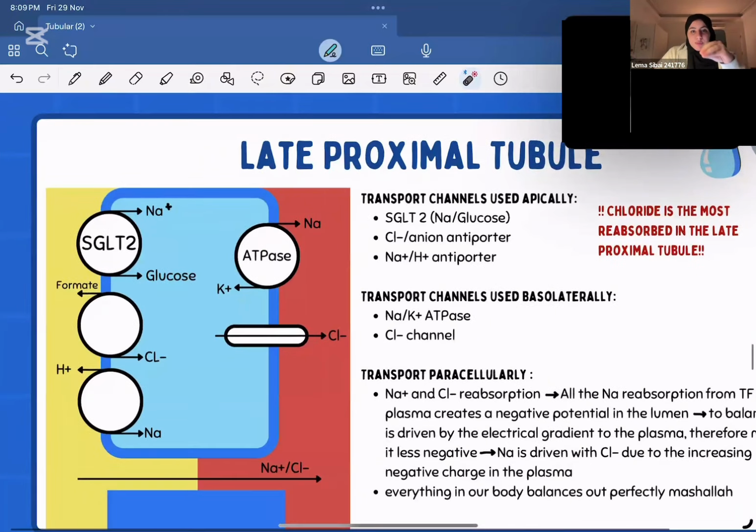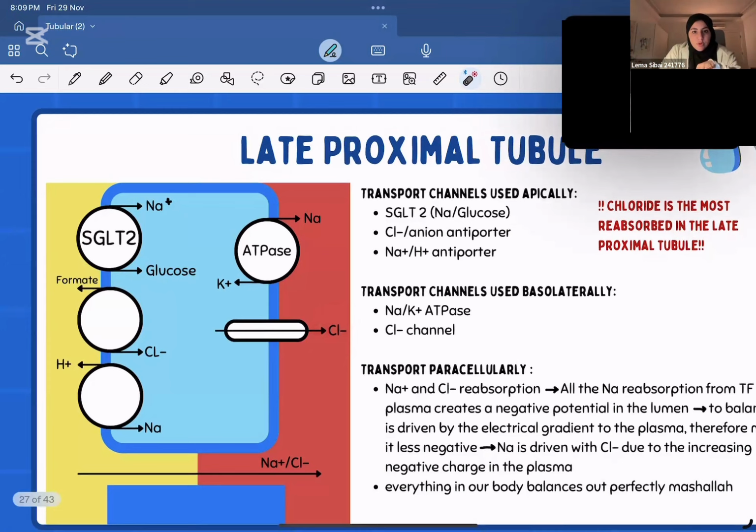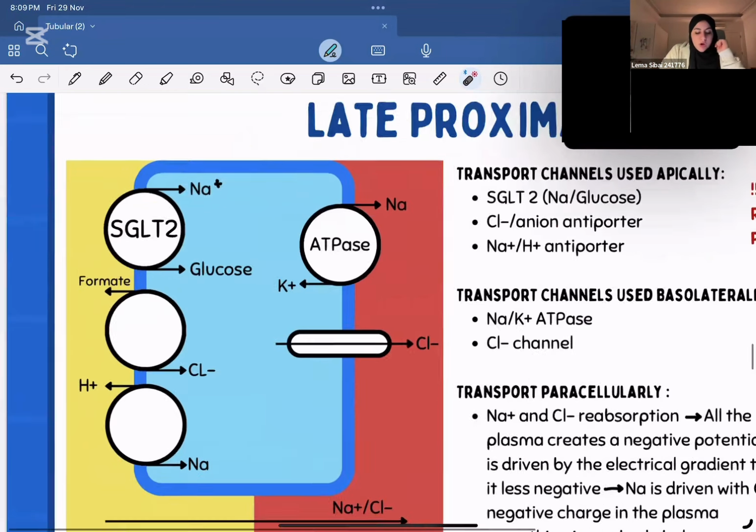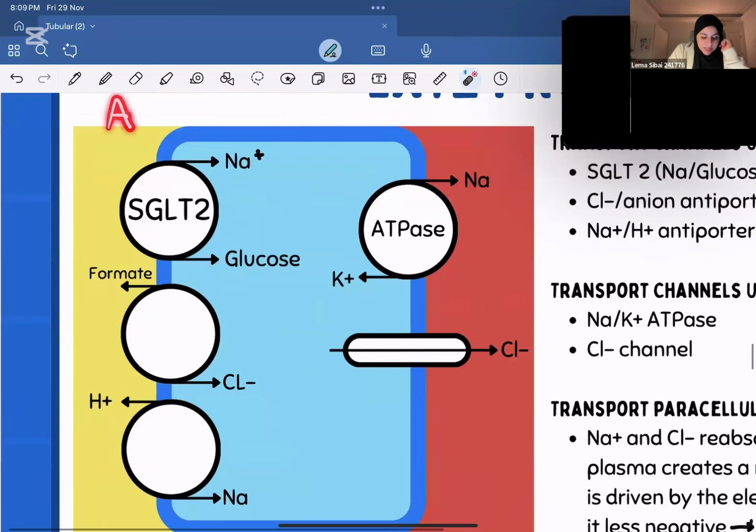Okay, now in the part before, we were talking about sodium and glucose and amino acids. Now the main focus of the late proximal tubule is not all of these. Now it's chloride. Chloride is the most important thing that's getting reabsorbed back into the blood. It's the only focus. Okay, so on the apical membrane of the cell, you see three transporters once again.